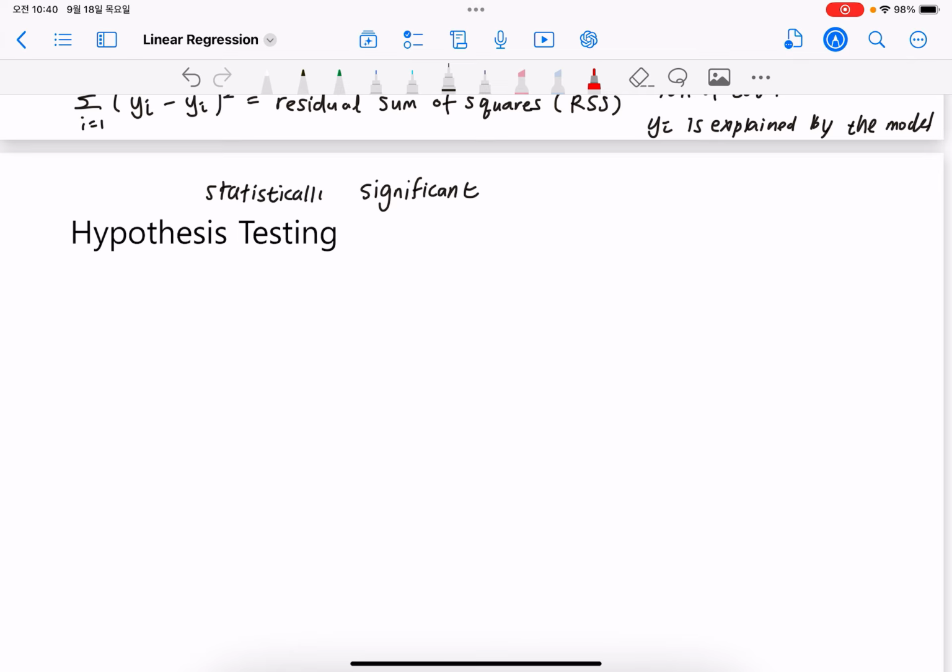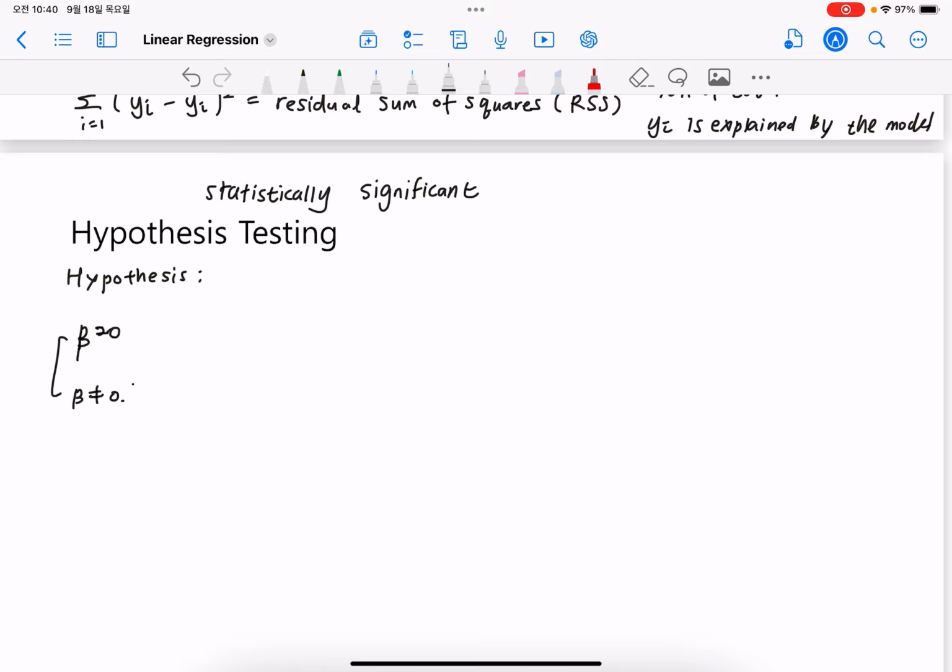Statistically significant. And for that, we do what's called hypothesis testing. Hypothesis is just like guessing whether the beta, the slope, has any relationship. If the beta is equal to 0, then we're guessing that there is no relationship. If beta is not equal to 0, there is a relationship between x and y, okay?